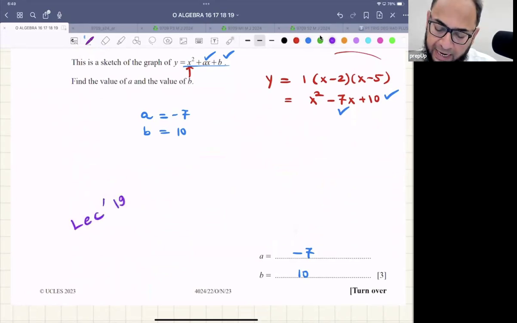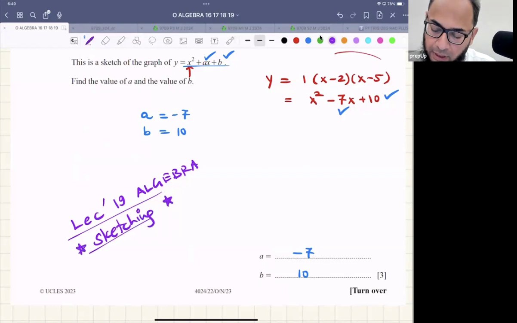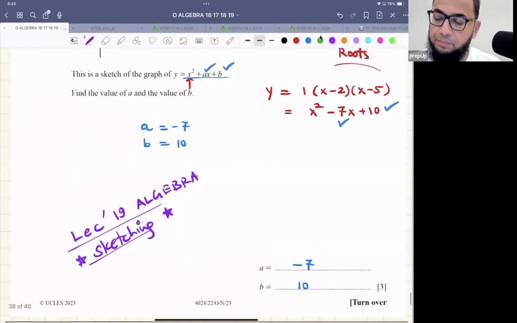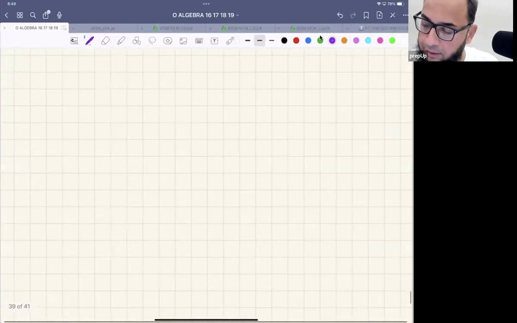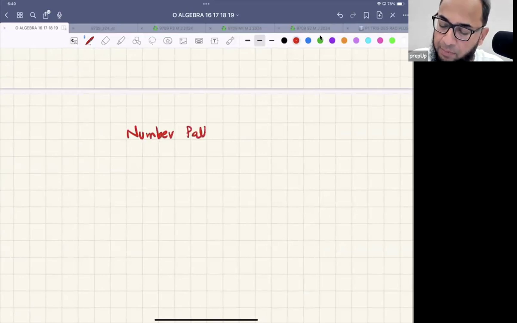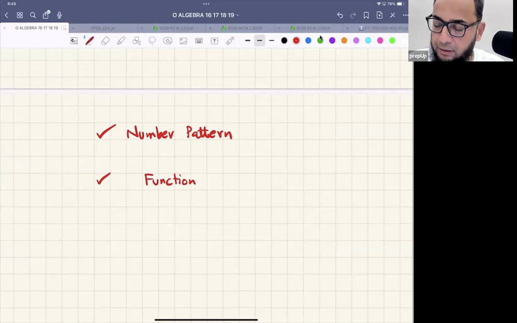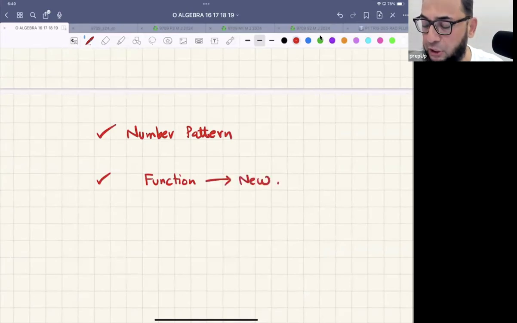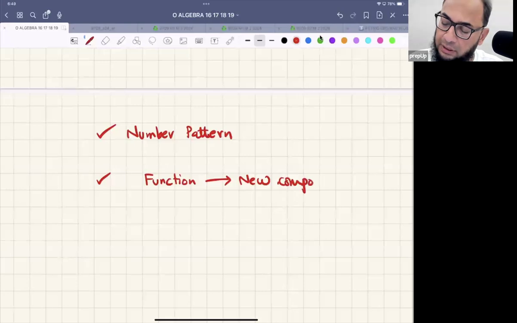This is lecture number 19 of algebra. And the sketching part is all done and dusted. That means in the upcoming class, what will we start? So we have something about number pattern. And then we have the basic idea of functions. Function, composite function, there is something new in the syllabus also. So function, the composite function, new composite part is also there.